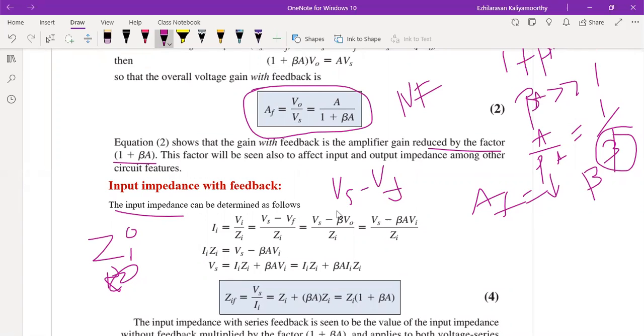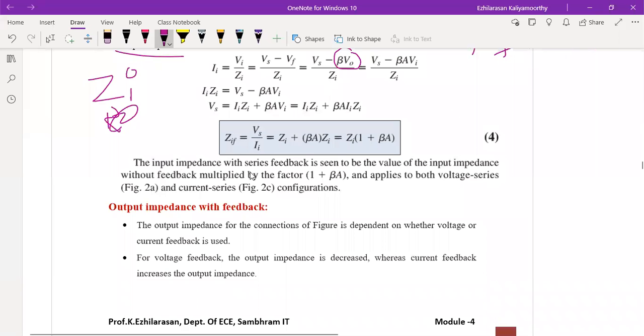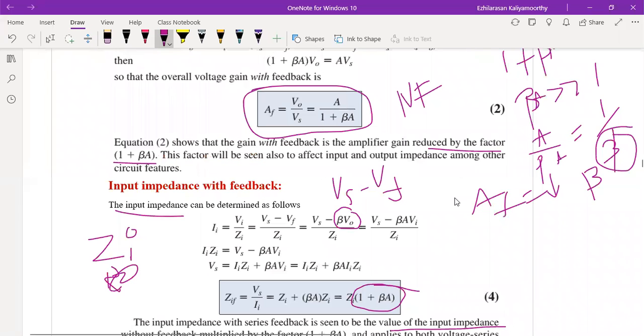Vs is the source voltage, and Vf is the feedback voltage. Now substitute Vf, which is beta into V naught, so Vs minus beta A into Vi. Simplify this expression and finally we get the input impedance as Zi into 1 plus beta A. So the input impedance with series feedback is the input impedance without feedback multiplied by a factor of 1 plus beta A. This applies to both voltage series and current series feedback.